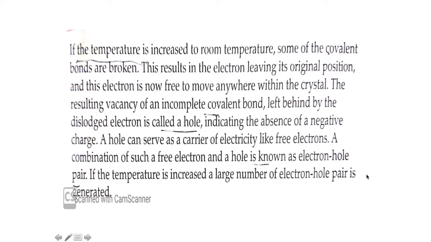Going back to our slide, to further understand what happens if the temperature is high. The result is the electrons leaving their original position, and these electrons are now free to move everywhere within the crystal. The resulting vacancy of an incomplete covalent bond left behind by the dislodged electron is called a hole, as I have specified, indicating the absence of a negative charge. A hole can serve as a carrier of electricity like free electrons. A combination of such a free electron and a hole is known as an electron-hole pair. If the temperature is increased, a large number of electron-hole pairs are generated.